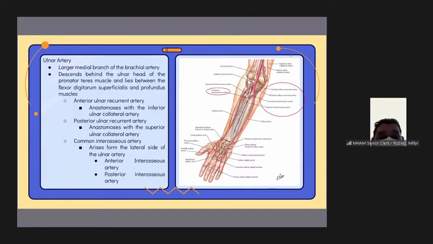For the ulnar artery, this is the larger medial branch of the brachial artery, and it descends behind the ulnar head of the pronator teres muscle and lies between the flexor digitorum superficialis and profundus muscles. The branches of the ulnar artery are the anterior ulnar recurrent artery, which anastomoses with the inferior ulnar collateral artery. The posterior ulnar recurrent artery anastomoses with the superior ulnar collateral artery. The common interosseous artery arises from the lateral side of the ulnar artery and branches out into the anterior and posterior interosseous arteries.